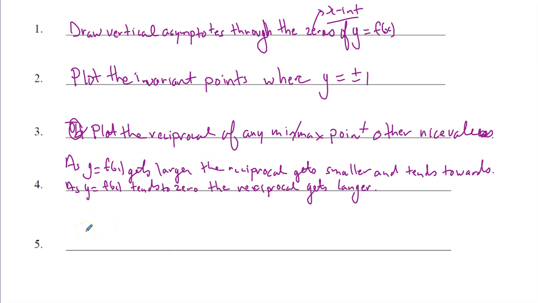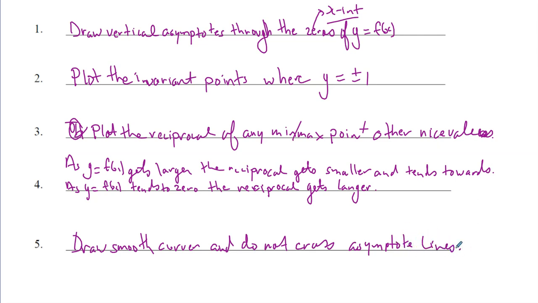And then draw smooth curves and do not cross the asymptotes. There was an actual drawing a reciprocal on the diploma a couple of years ago. Draw smooth curves and do not cross the asymptote lines. Okay.